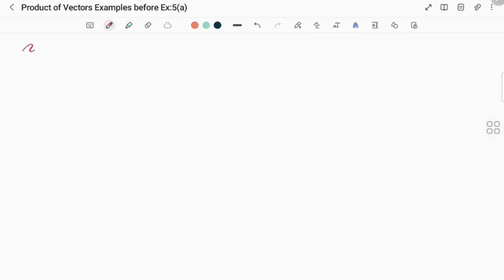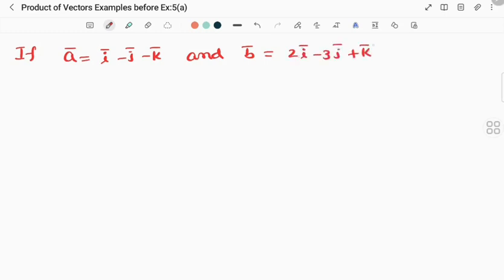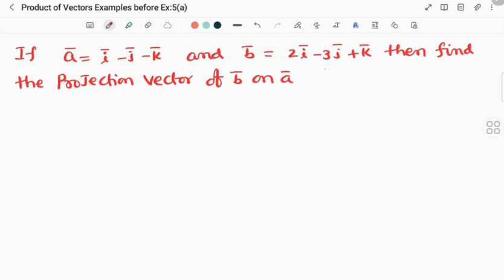The next question is: if a bar equals i minus j minus k and b bar equals 2i minus 3j plus k, then find the projection vector of b bar on a bar and its magnitude. This is a 2 marks important question, dear students.